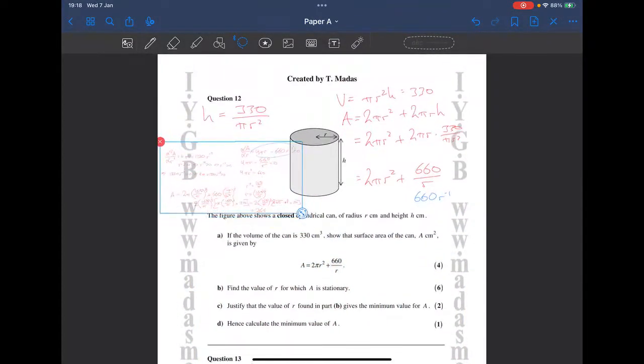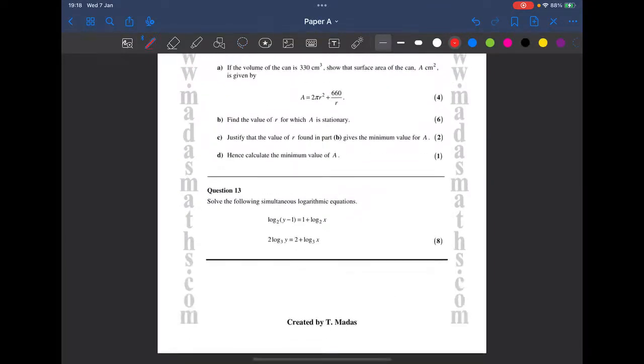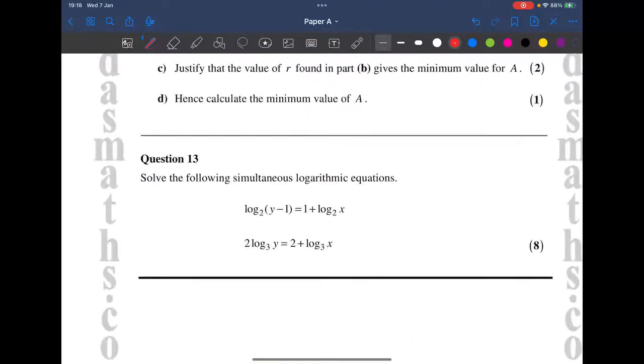Shrink that up, shove it up here. Is that in? Yeah, that's all in. So is this the last question? I think it is. Yeah, last question.